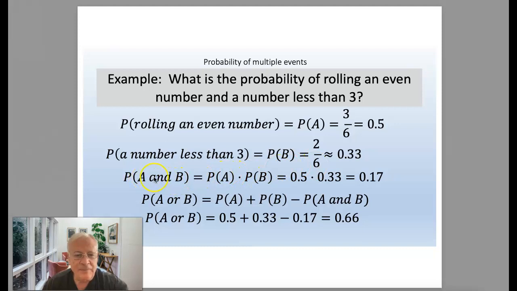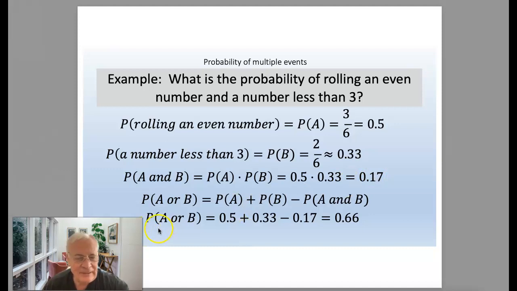Now the probability that they both happen at once, that I roll an even number and a number less than 3, there is one way to do that. It's rolling the number 2. The number 2 is even, and it's less than 3. So of course, when I multiply 1/2 times 0.33, I get around 17%.